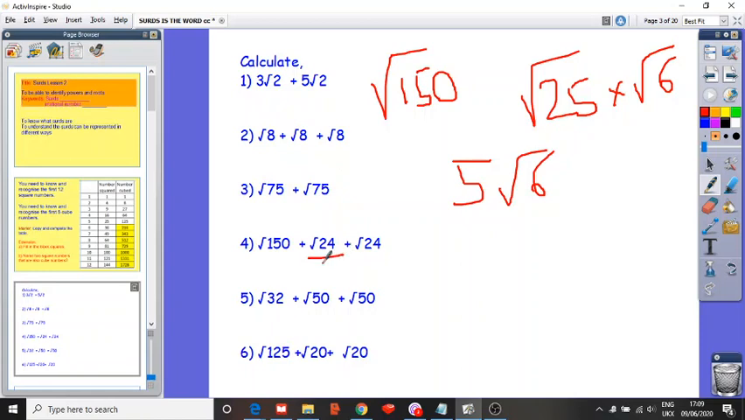Now we've got to look at the 24s now. Okay, so the square root of 24. Now I'll be honest, there's a 6 here, so it's going to be a 6. But is there a square number that goes into 24?